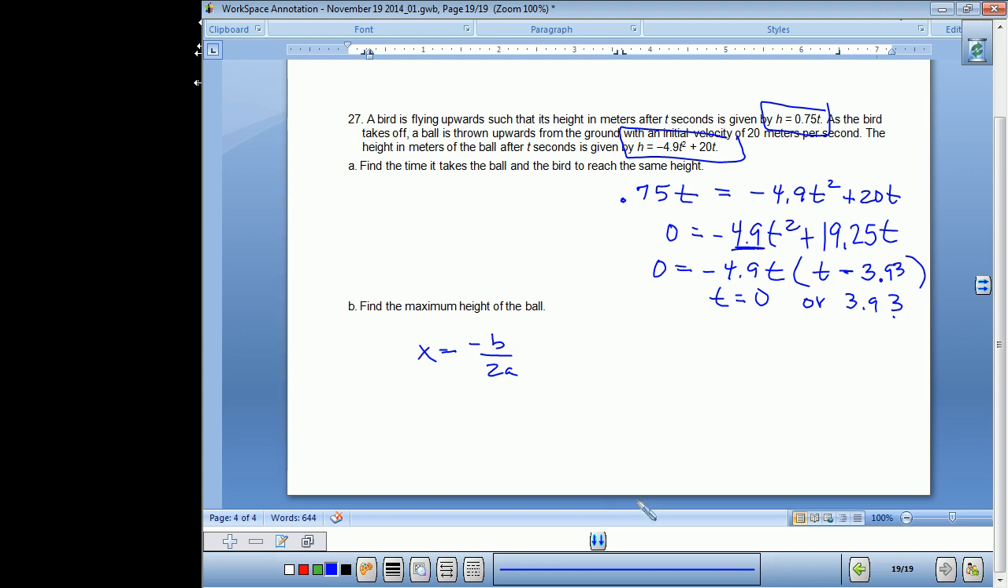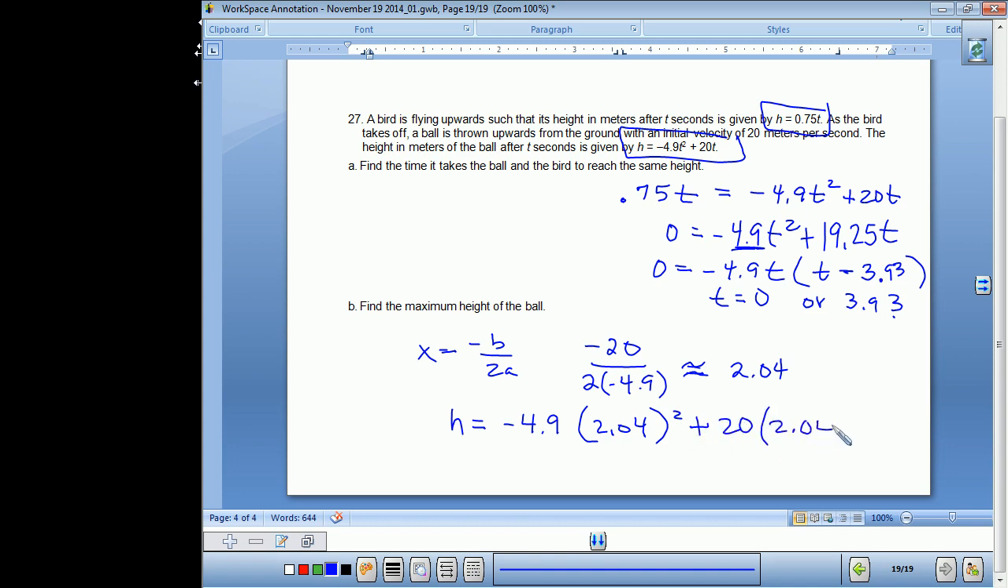Oh, so negative b, negative 20 over 2 times negative 4.9. This is just last unit. Gotcha. So the x is about 2.04. So you plug 2.04 back in and you get the height is negative 4.9 times 2.04 squared plus 20 times 2.04.